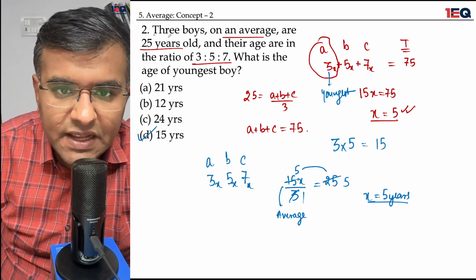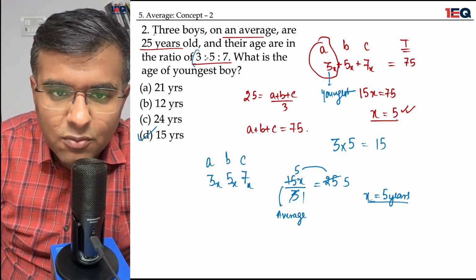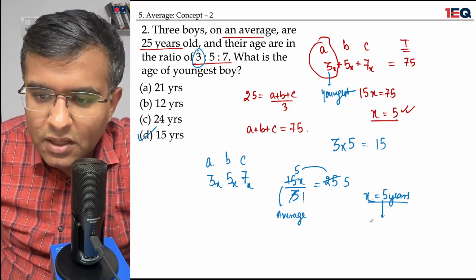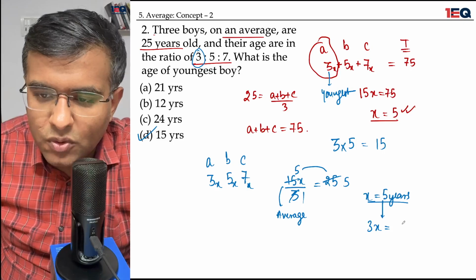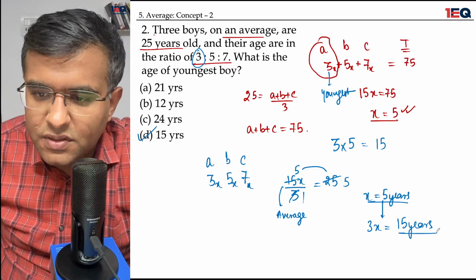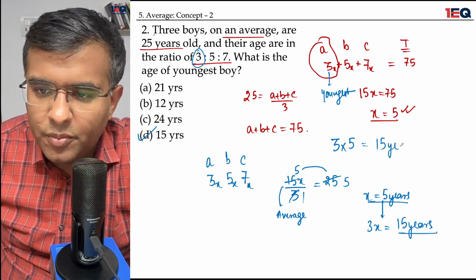Similarly, in the question, when I check the youngest boy being 3x, I will multiply 3 on both sides, and the value of 3x comes out to be 15 years. So both my answers are correct.